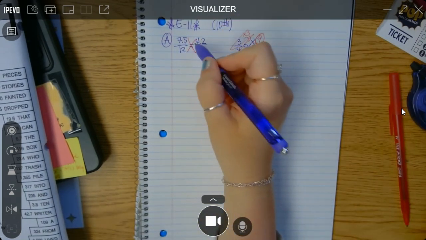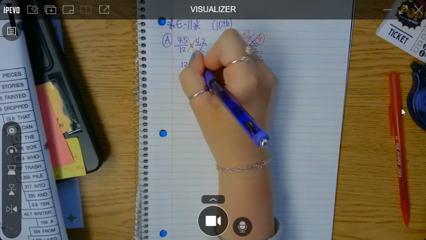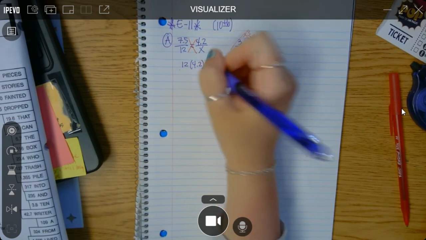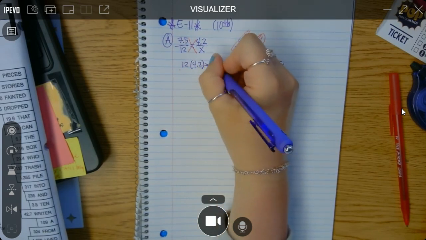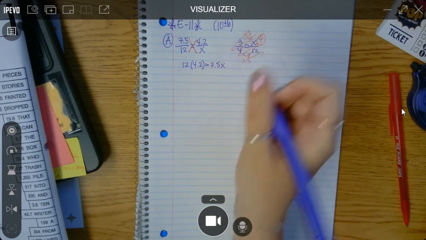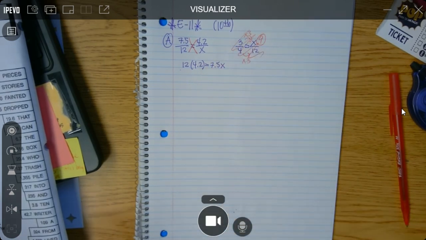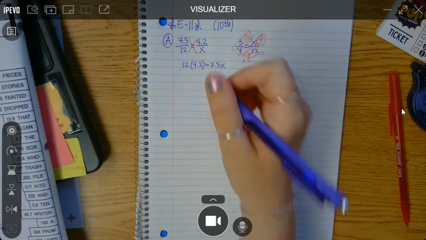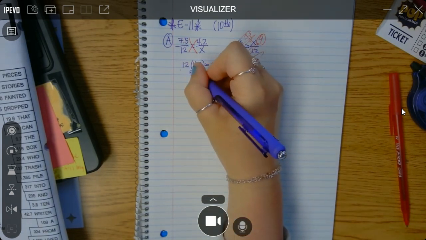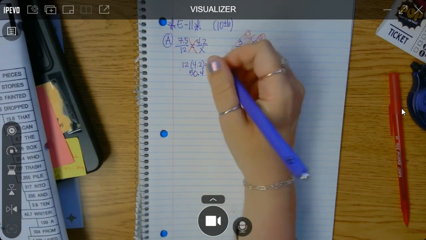So this times this, 12 times 4.2, is going to be equal to whatever 7.5 times x is. So go ahead and type into your calculator what 12 times 4.2 is. And if it's a non-calculator section, then multiply it out. Okay.